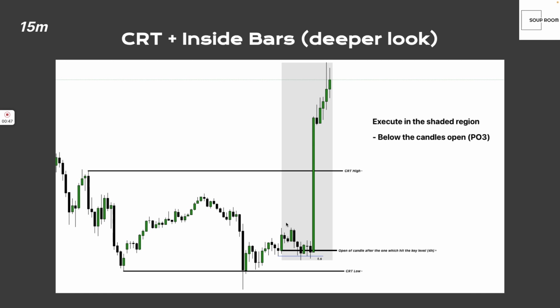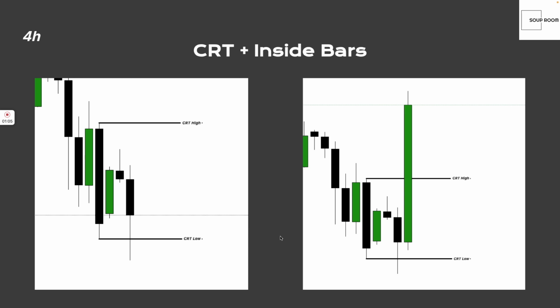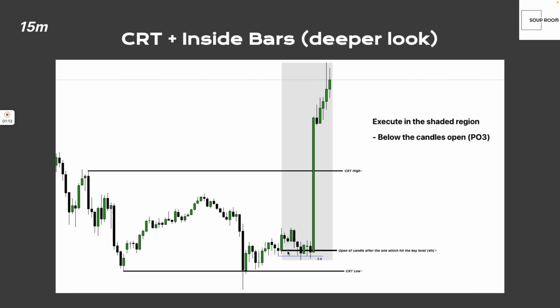Candle open. Turtle souping the low. When we're bullish, we want to buy below the open. So what open is this? This is the candle right after the one that hit the key level on the 4-hour time frame. So as you can see right here, we hit the key level, range low, open of this candle. That is this shaded region right here.